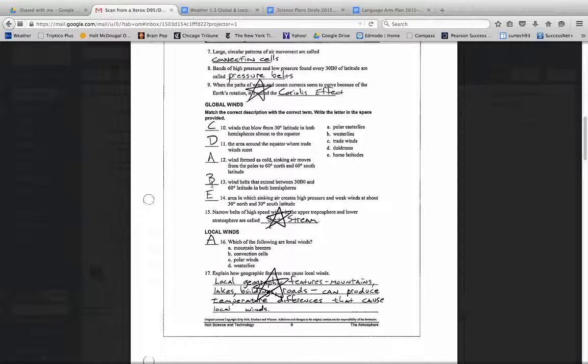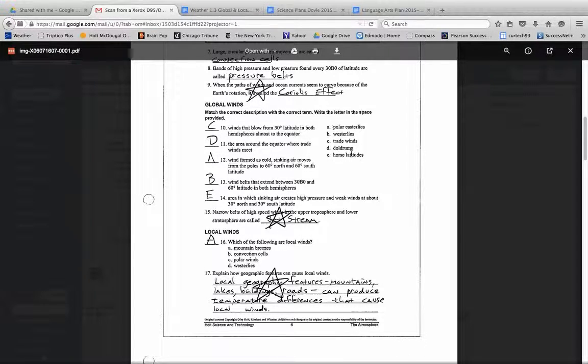13 is B, westerlies. And 14 is E, horse latitudes. So the horse latitudes and the doldrums are areas where there's really very little wind. And then these other three, A, B, and C, are areas of pretty strong wind. And then our final global wind pattern is the jet stream. So that's way up high in the stratosphere or upper troposphere.